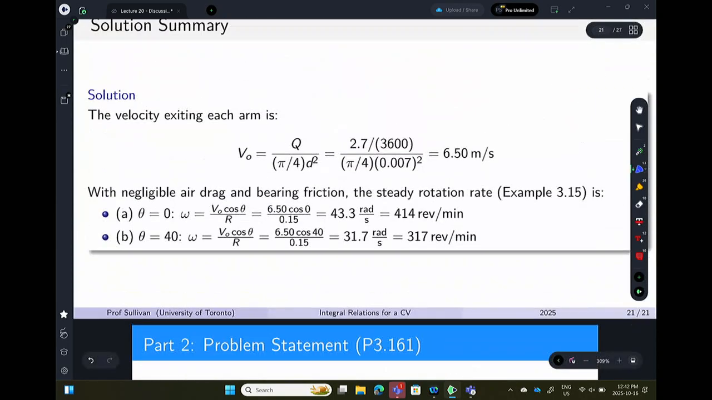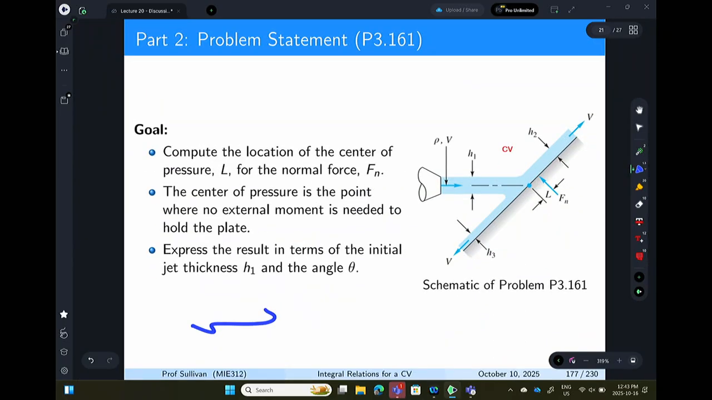Okay. L of the normal force. The center of pressure is the point where no external moment is needed to hold the plate in place. And express the result in terms of the initial jet thickness, which is H1, and you have V and V. And in this particular case, V's are again the same.